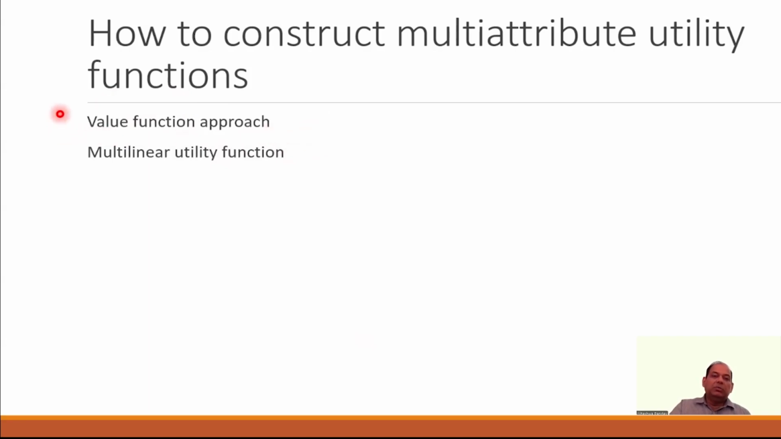So one is what's called the value function approach, which is you first model the trade-offs between the attributes, whether you do it through indifference points or you do other types of assessments, and then you fit a single attribute utility on top of that, right? So the value function combines all these attributes into one value function, and then you find a single attribute utility function over that value function.